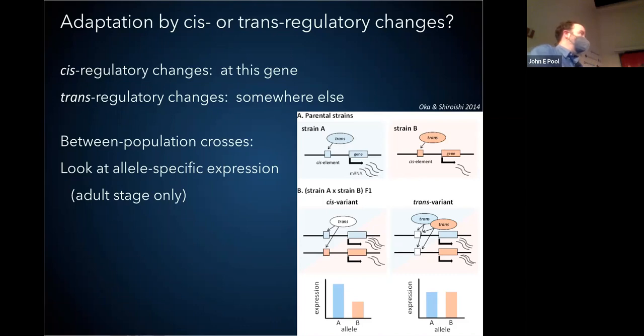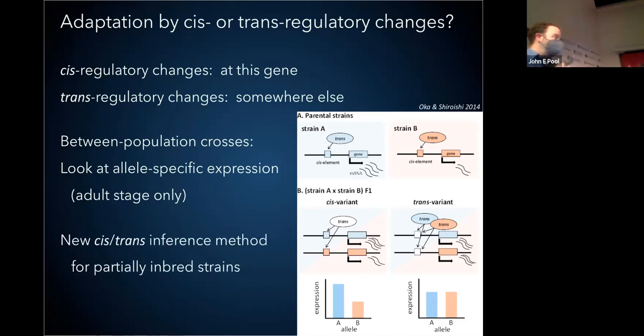The transcription factors are what's mediating the parental strain difference, and they can't tell the difference between the two parental alleles because there is no causative change there. So by an analysis of allele-specific expression in F1s compared to parental expression, we can make inferences about cis versus trans expression. And we developed a new analysis method to be able to do that on strains that are not 100% inbred across the whole genome.